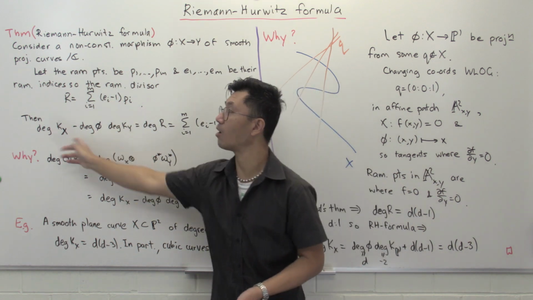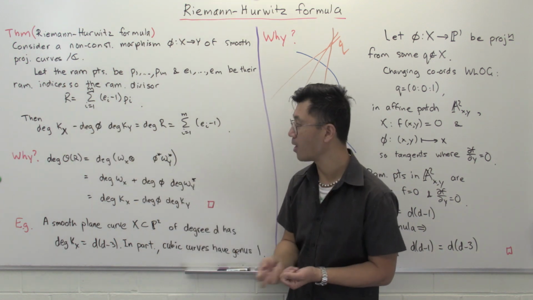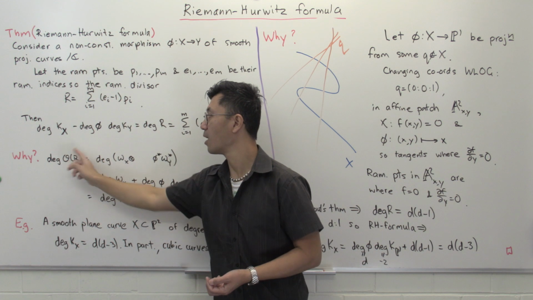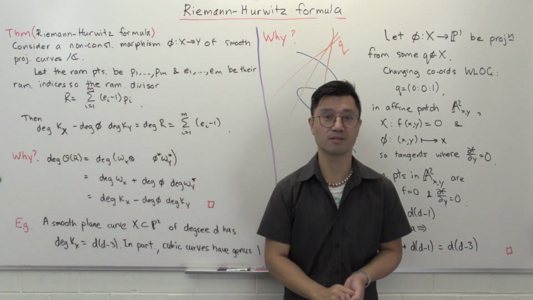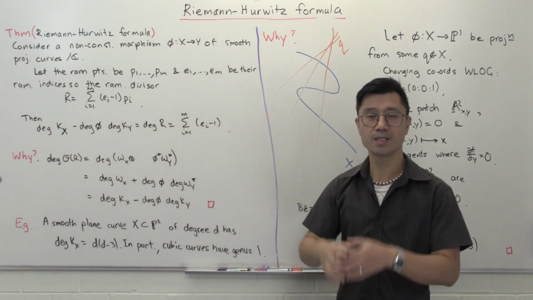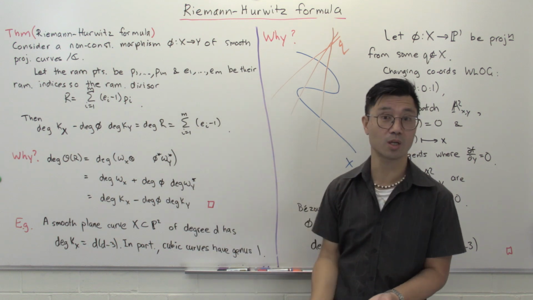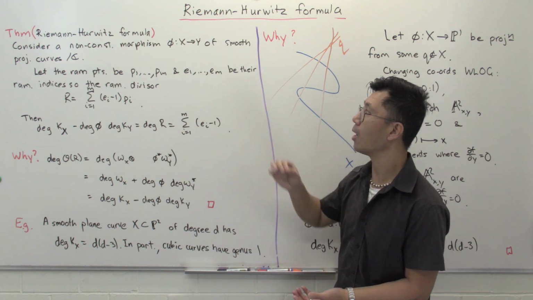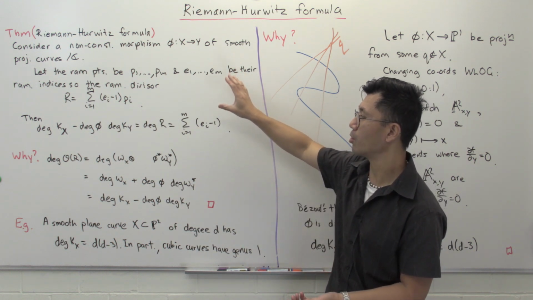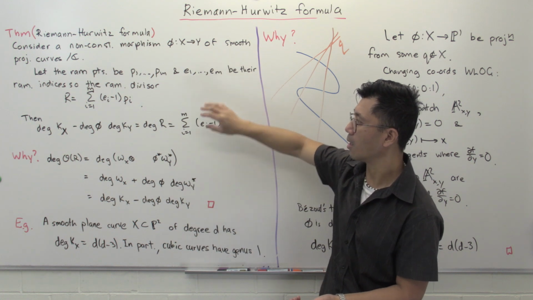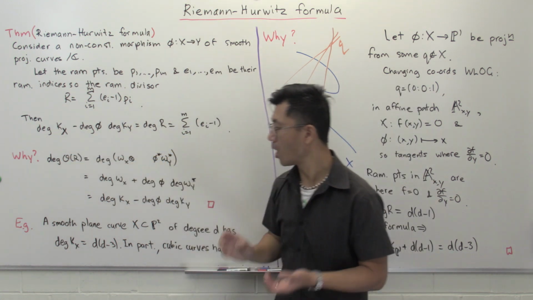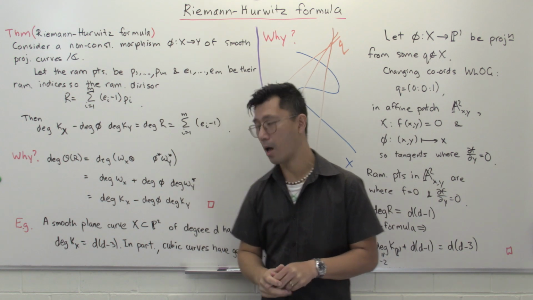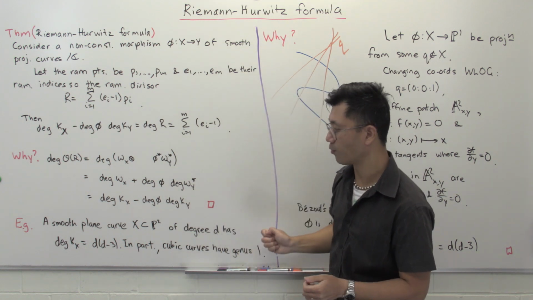And finally, this gives us the formula that we want. This is the left-hand side, what we see in the Riemann Hurwitz formula. And this gives us the right-hand side over here. So that's the wonderful formula, and it's actually quite useful. This is the one that we use fairly often to compute these canonical divisors.